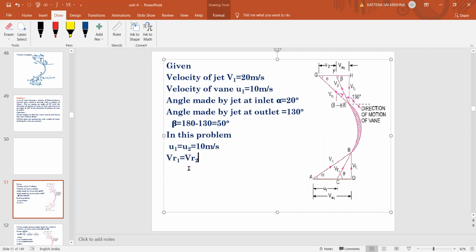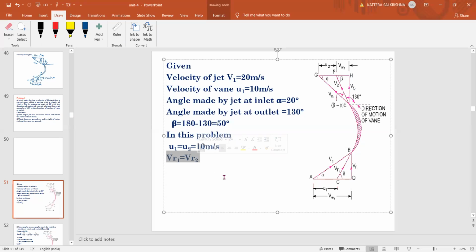In some problems for turbines, he will give a loss value there. At that time, we can take VR2 equal to the loss factor times VR1, because there is some loss because of friction or something else. So there he will give the value of the loss. Here we don't have any losses or any shock, so take the relative velocities as equal, VR1 equal to VR2.